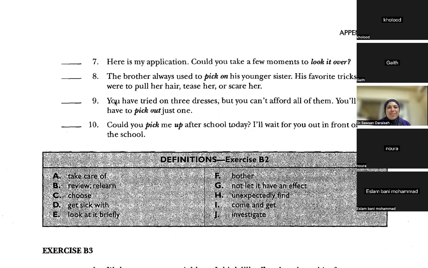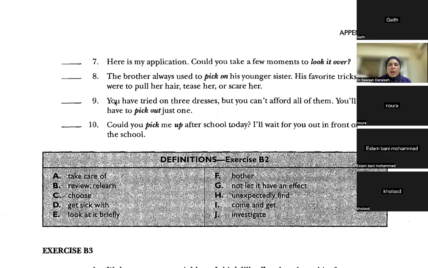Could you pick me up after school today? I will wait for you out in front of the school. Listen, Dr. Ghaith, who are you talking to in this sentence or in your question here? Maybe a son or a dad. This is you, 15 years ago, talking to your dad. Yeah, maybe. Could you pick me up after school today? I'll wait for you out in front of the school.